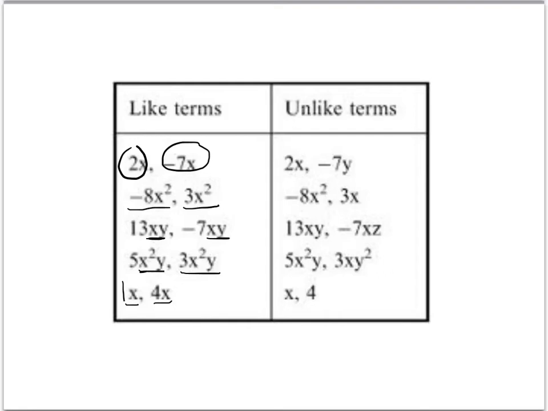So if we go to the opposite, unlike terms, these are terms that have different variables. They're not the same. They're different terms. Here we have an x and a y. We cannot combine them. They are different. Okay, x squared with x, these are also different because this is x squared and this is x. Okay, so you can notice that these are all unlike terms as well.